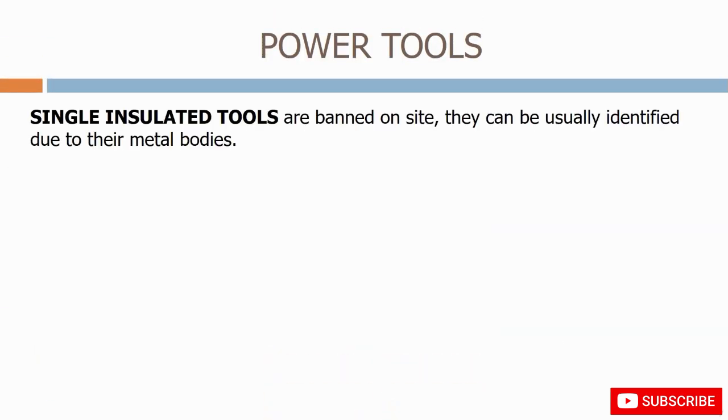Single insulated tools are banned on site. They can usually be identified due to their metal bodies. Here are some examples.